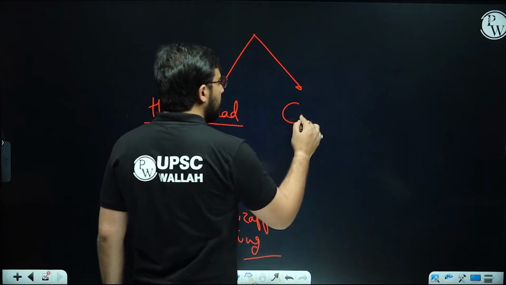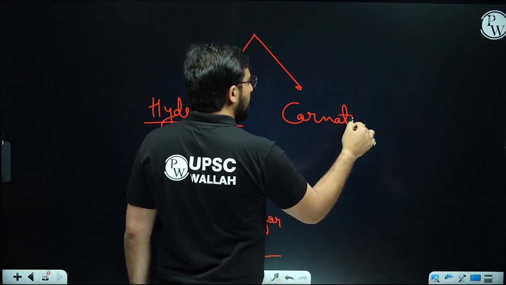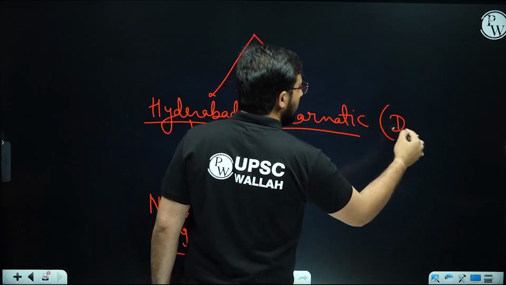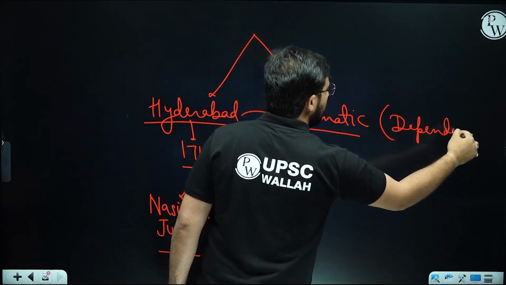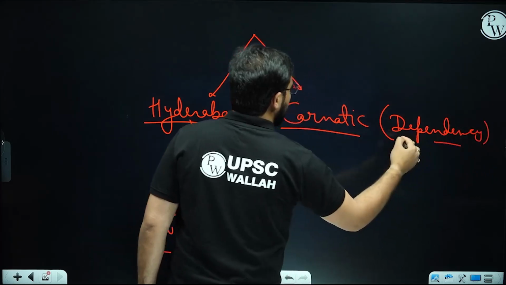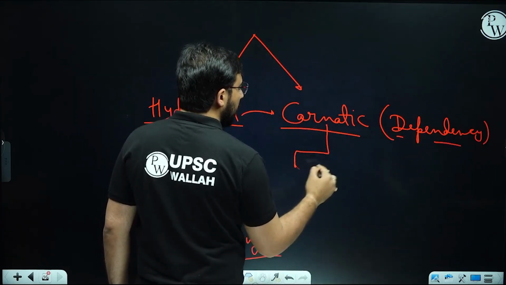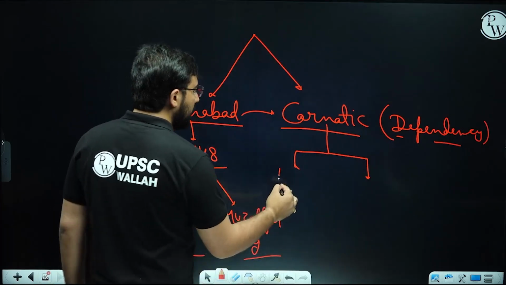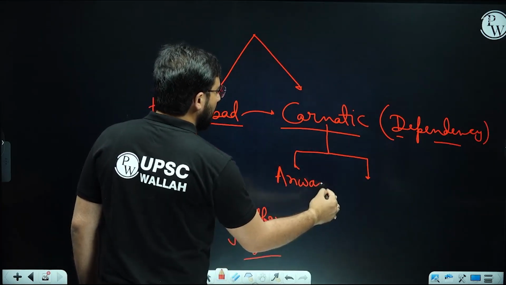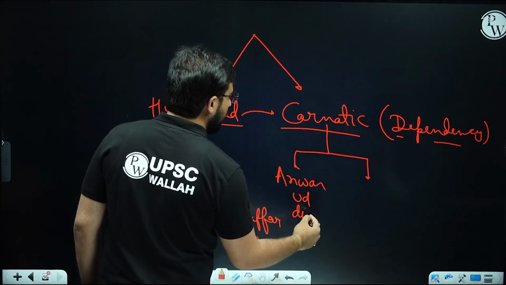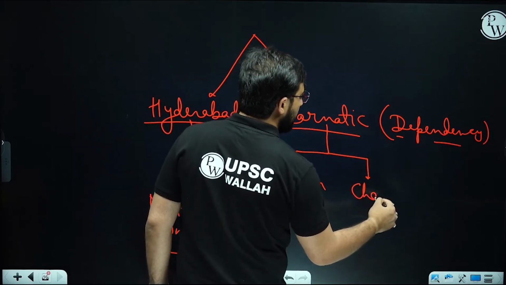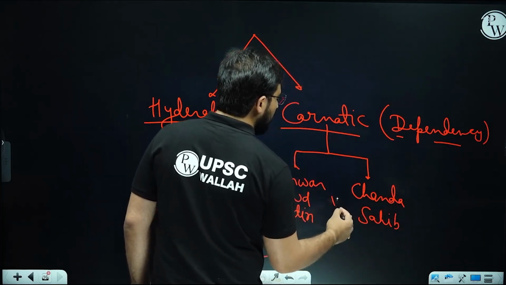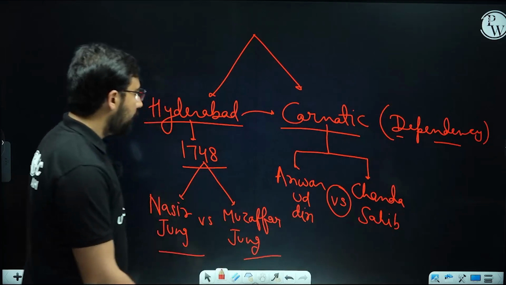Similarly, Carnatic used to be a dependency of Hyderabad, and in Carnatic, the Nawab at this point of time was Anwaruddin, but Anwaruddin was being challenged by Chanda Sahib. This was the rivalry which was being played out in the region of Carnatic.